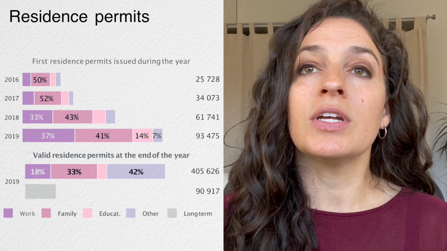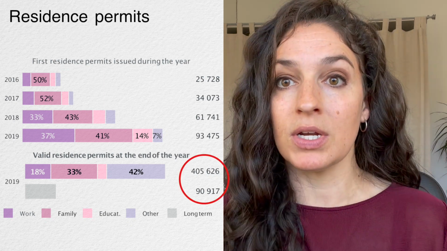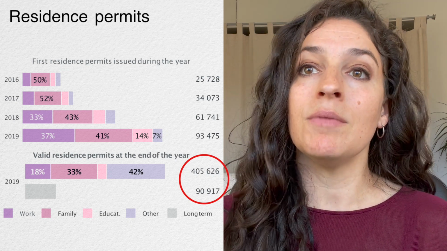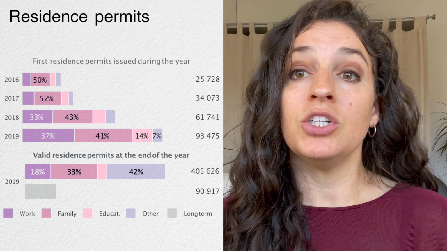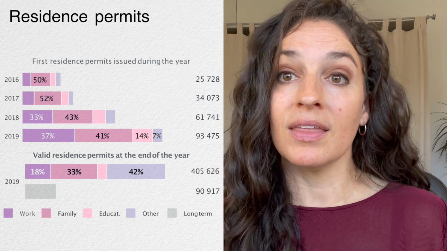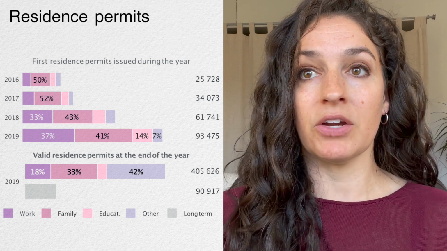If we also look at just valid residence permits in total, so not specifically that were necessarily issued at that time, you can see a bigger mix of work, family, education, and then other reasons, which could be things like having refugee status or some kind of humanitarian protection.